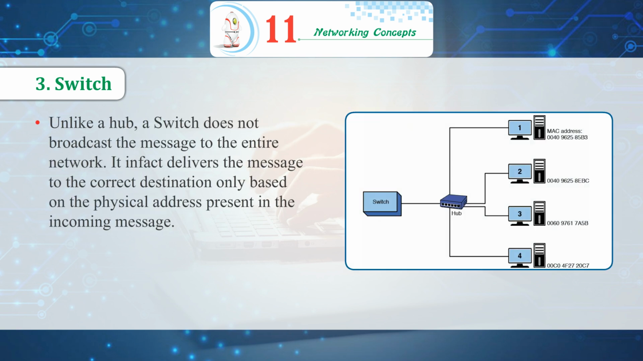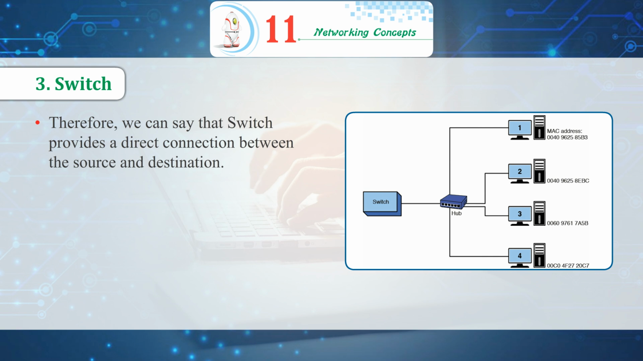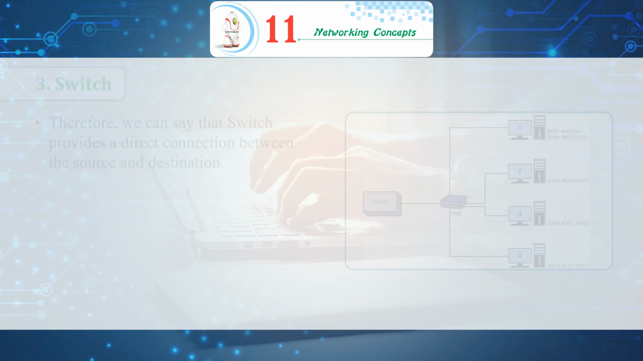3. Switch. A switch is also a hardware device that connects various devices on a computer network. Unlike a hub, a switch does not broadcast the message to the entire network. It in fact delivers the message to the correct destination only, based on the physical address present in the incoming message. Therefore, we can say that a switch provides a direct connection between the source and destination.